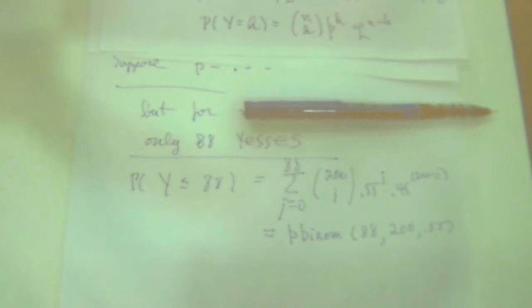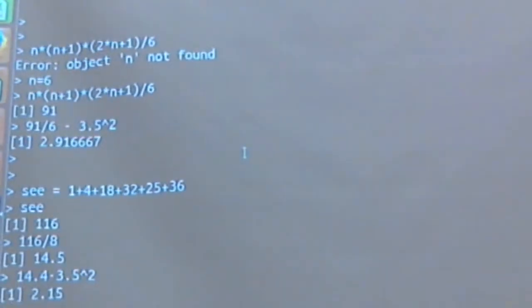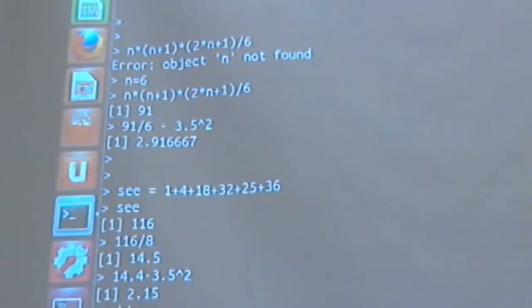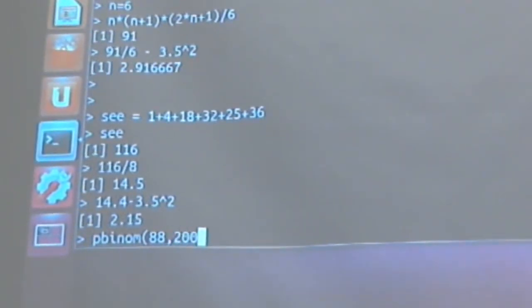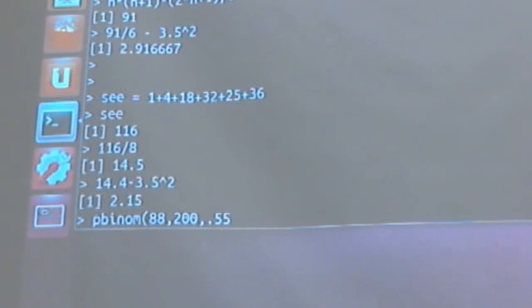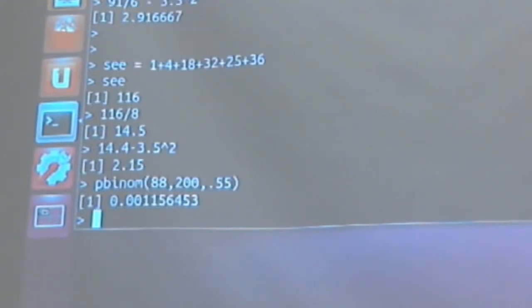Some of you might even have this on the calculator. So here's the answer. Yeah, it's 1 out of 1,000.